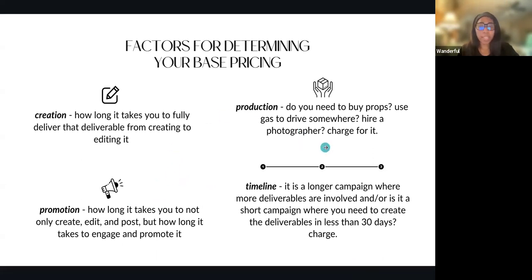Production. Do you need to buy any props? Do you need to drive somewhere? Do you need to use gas to drive somewhere? Well, of course you have to use gas to drive somewhere, so make sure you are charging for it. Do you need to hire a photographer? A lot of creators work with photographers. Charge your photographer's fees within your rates. Timeline. Is it a longer campaign where the brand needs more deliverables, or is it a short campaign where the brand's like, "Listen, we need these deliverables in 2 weeks?" Well, there's a rush fee. Make sure you're charging that rush fee. So these are my top four recommendations for factors to take into consideration when you are setting the base pricing.